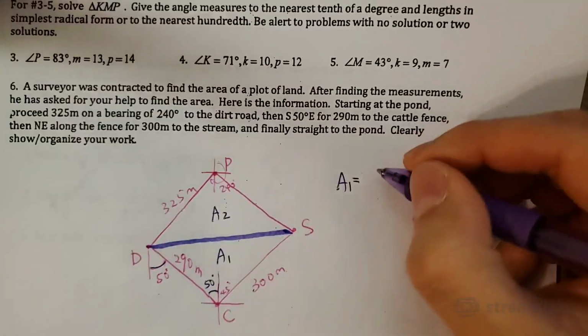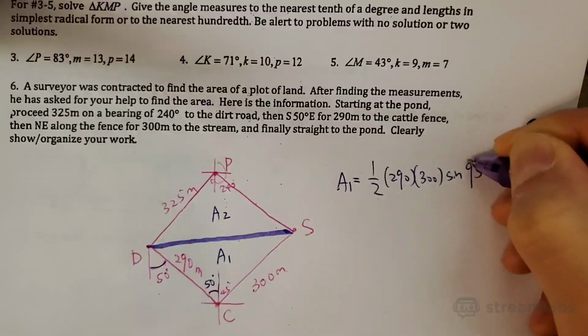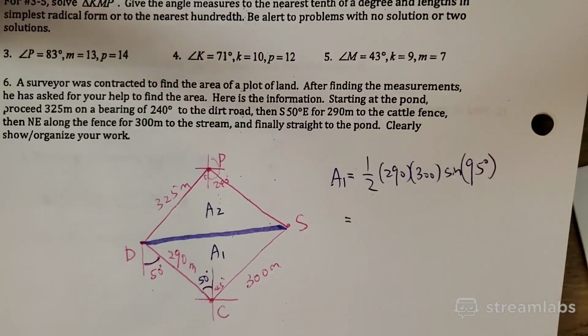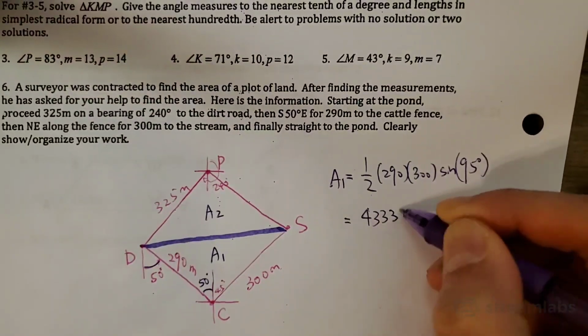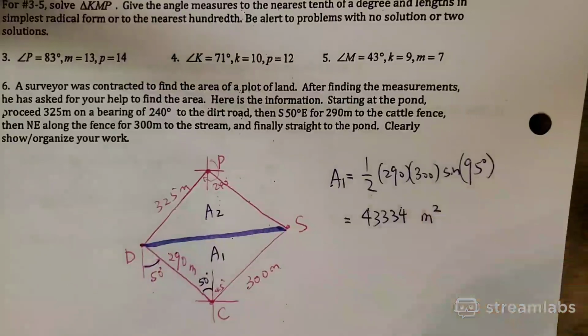A1 should equal 1/2 AB, which is 290 times 300 times sine 95 degrees, because 50 and 45, right? So that should give me 43,334. Let's just say that, meters squared, that many.